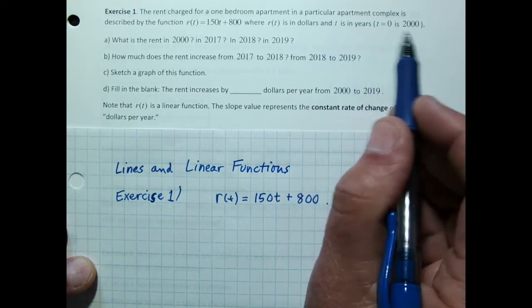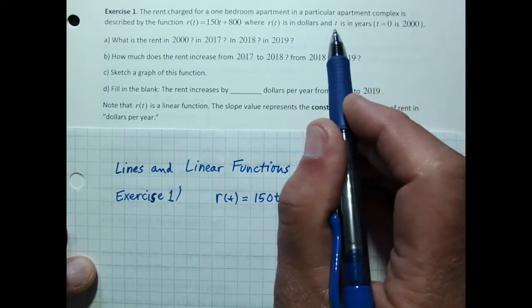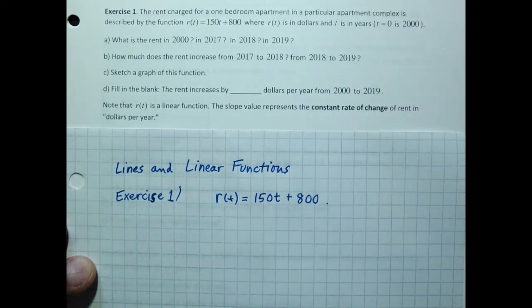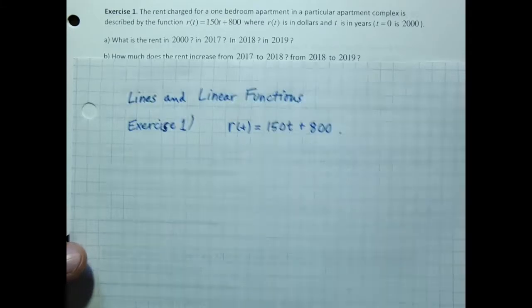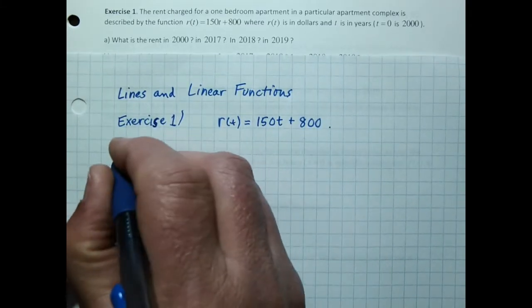Notice that t equals 0 is 2,000. So 0 corresponds to 2,000. T equals 1 is 2001. T equals 2, 2002, so on and so forth. So let's go ahead and start working through the parts of this problem.